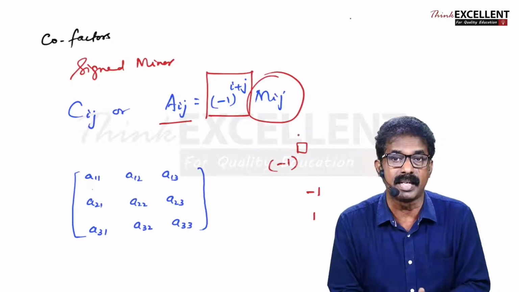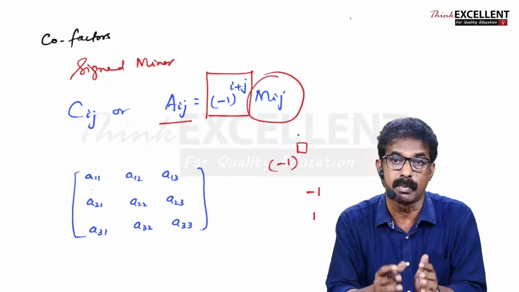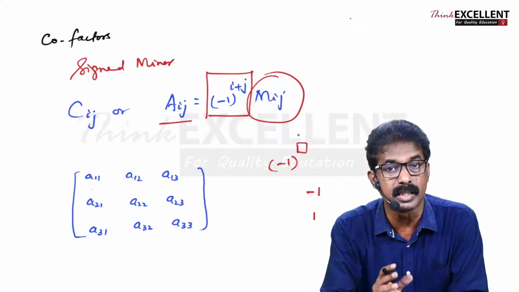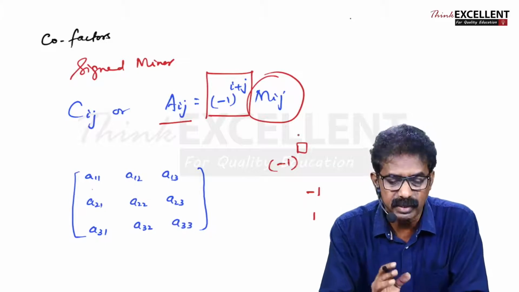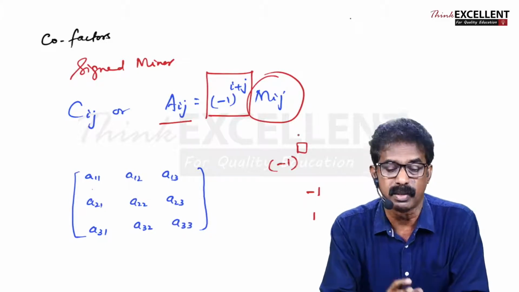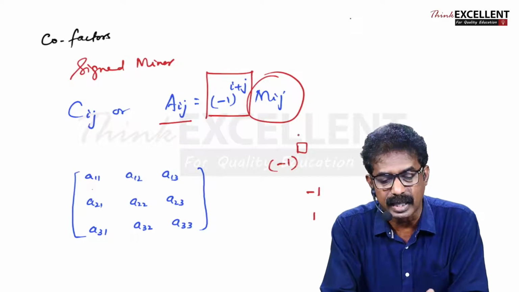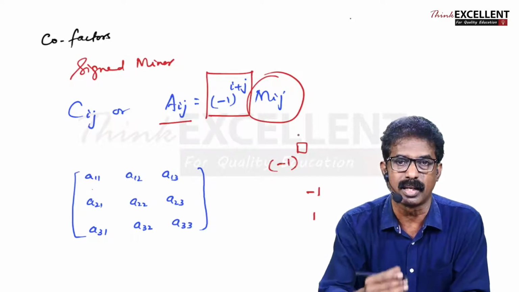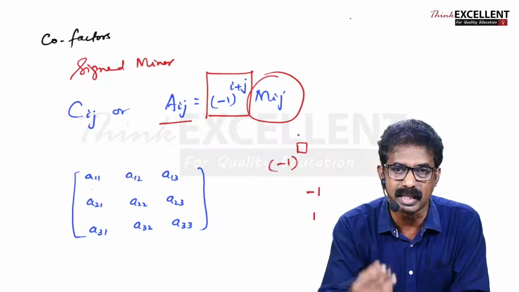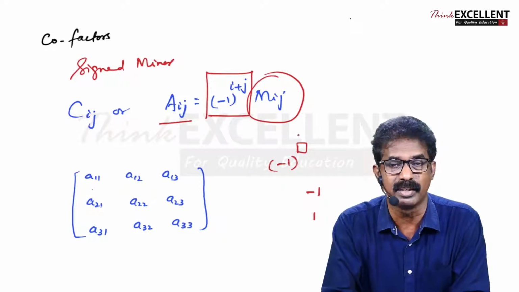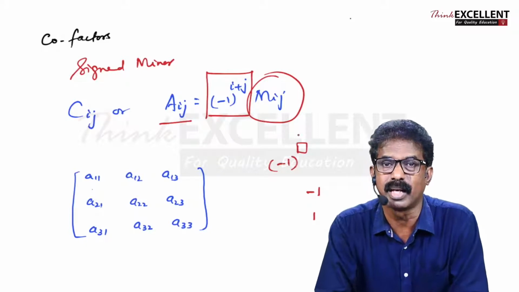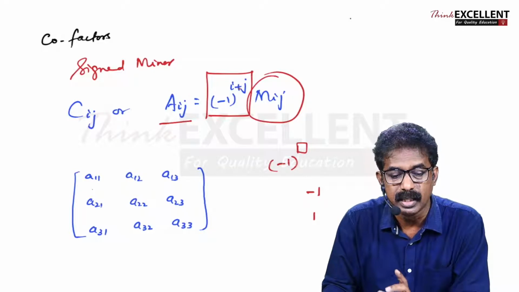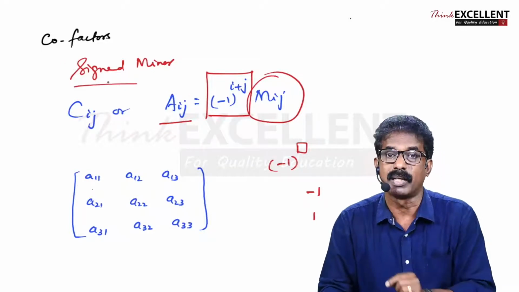If the power is an even number, minus 1 raised to 2 or minus 1 raised to 4 or minus 1 raised to 200, it is positive, plus 1. If the power is an odd number, minus 1 raised to 1 or 3, 5 or 27 or 275, then your answer is minus 1. So this minus 1 raised to i plus j decides the sign, whether it is positive or negative.